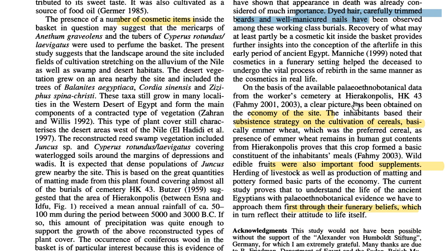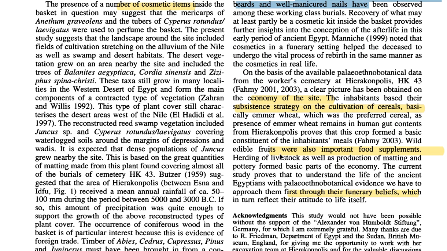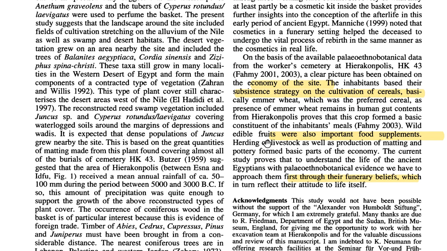And then what it's telling you here is why it's important. So we get a clear picture of the economy of the site. People had what's called a subsistence strategy, or the way that they were gathering food, based on cultivation of cereals, or wheat and barley. And then they were also finding wild food, wild fruits, wild tubers, and eating those. They were also herding livestock.